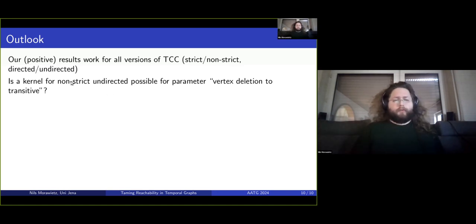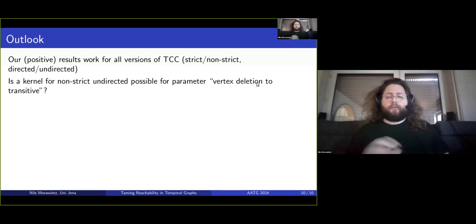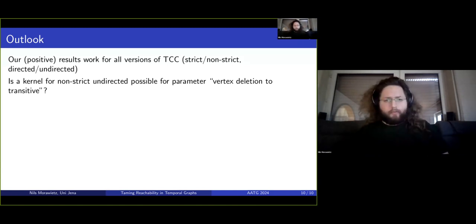For example, if you consider undirected temporal graphs with non-strict paths, then it is not clear whether a polynomial kernel for the vertex deletion distance is possible. So this is the only case where a polynomial kernel could be possible for this parameter.